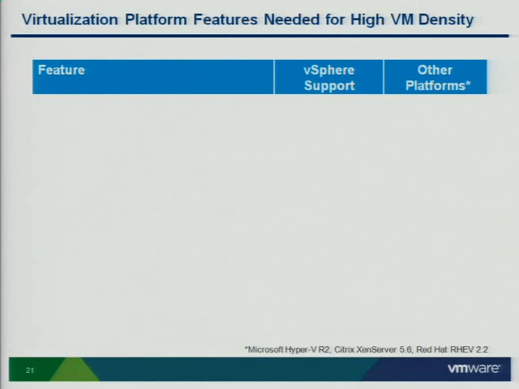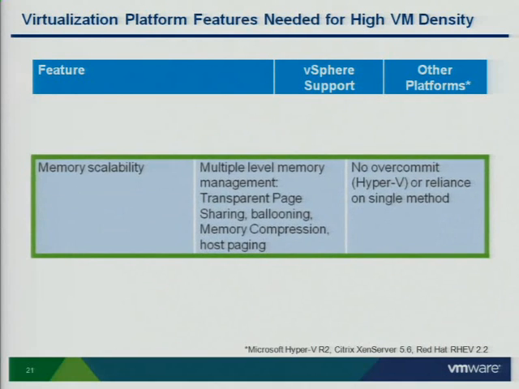Now I'd like to do a comparison between VM density features that we find in vSphere and ESX compared to some of the currently released competitive hypervisor products. I'm going to start with memory scalability, those technologies I just went through. As I mentioned, we've got 4 levels of memory management technology built into the ESX hypervisor. What we've seen with competing products is either no support for memory overcommit and none of these memory management techniques, which is the status of Microsoft's Hyper-V R2 product that's currently out in the market, or reliance on just a single method of memory management.